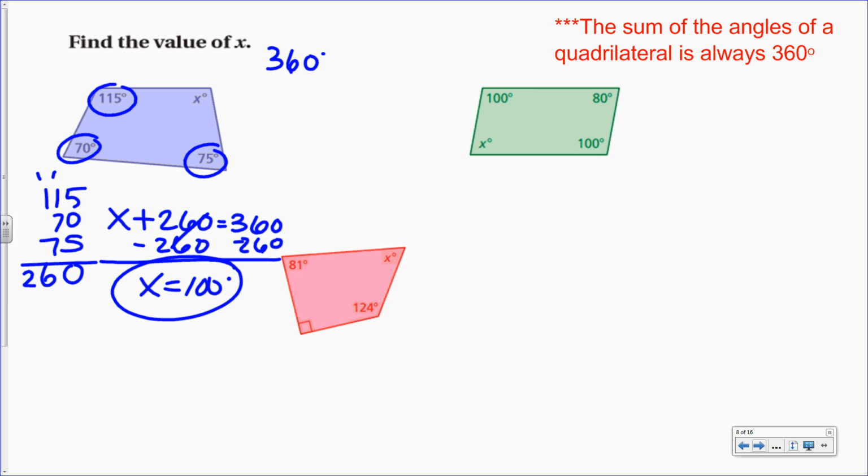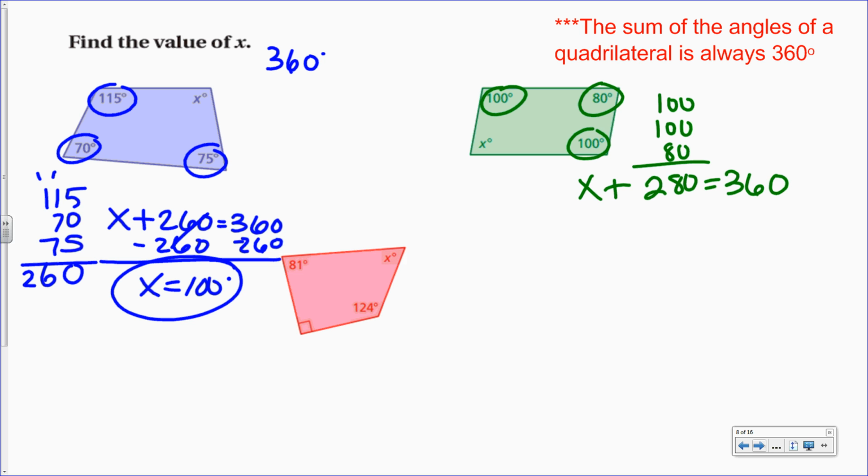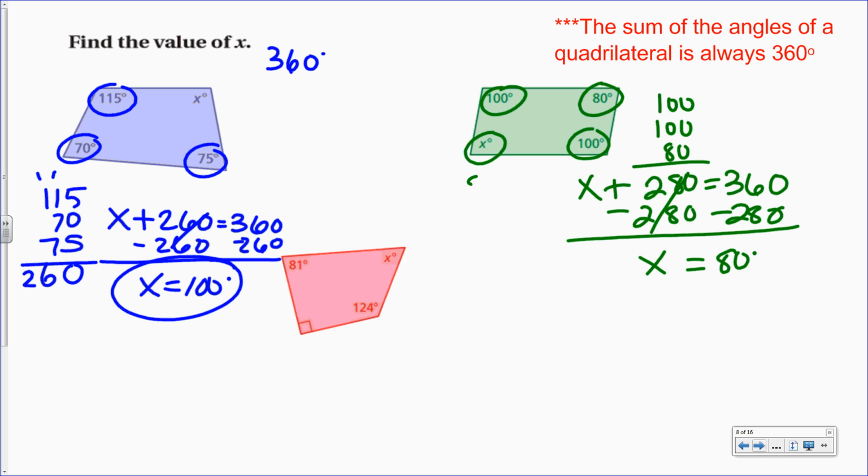Okay, this next one, if you add up all of your angles, you have 100 plus 100 plus 80, which comes out to be 280 degrees. So x plus 280 equals 360. Always adds up to 360. If you subtract 280, you're going to find out that x is 80 degrees. Now, in this case, this was a parallelogram and opposite sides are equal. So if opposite sides on one side are equal, they're going to be equal on the other side.